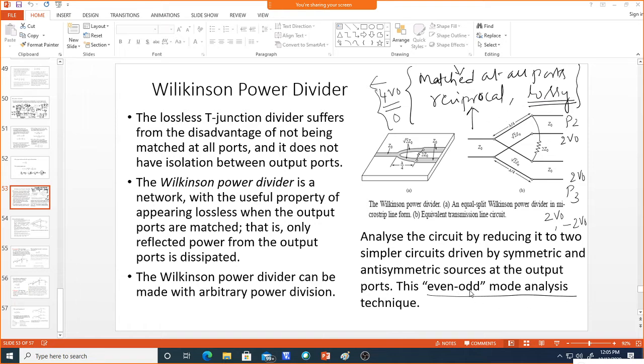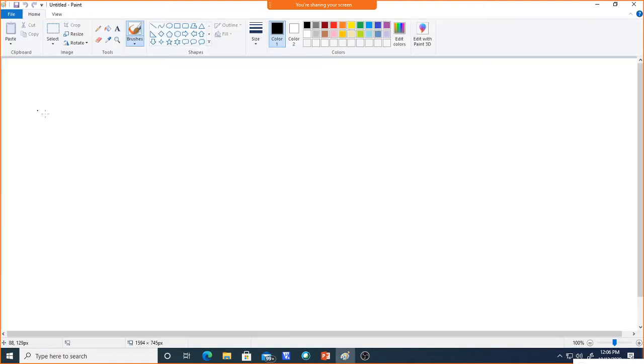Now, as I said, to analyze this we are using the even and odd mode analysis. First, we need to normalize all the impedances in this network. If you normalize all these impedances, at the input you get Z0 by Z0 equal to 1, and root 2 Z0 divided by Z0 gives root 2, and at the output ports it becomes 1. So how will the normalized network look? You can see here.